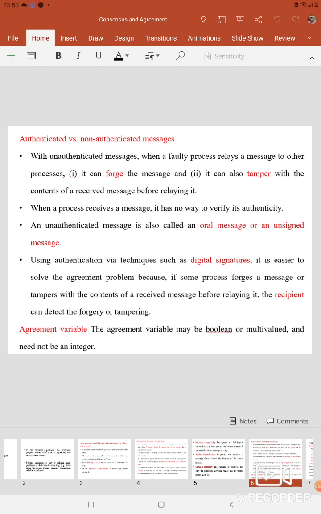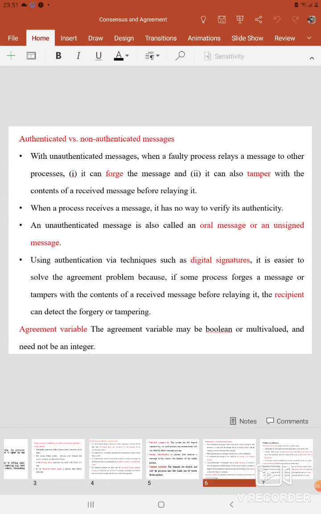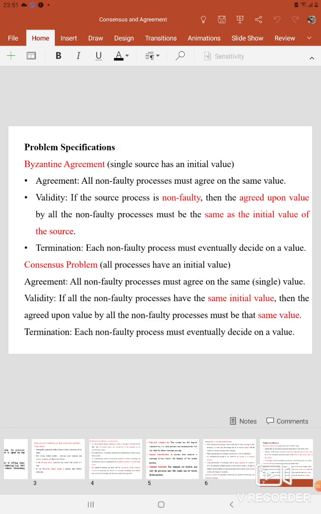And the next one is the agreement variable. The agreement variable can be a Boolean value, or it can be multi-valued, or it can be an integer value. So the agreement variable need not always be an integer; it can also take a Boolean value. With this we have concluded the assumptions we have made in agreement problems.